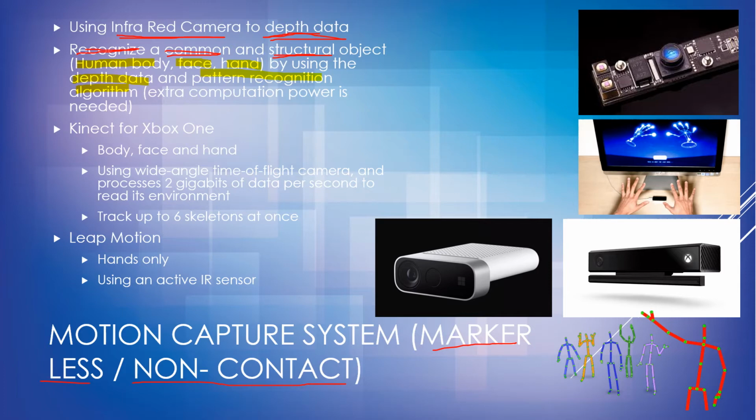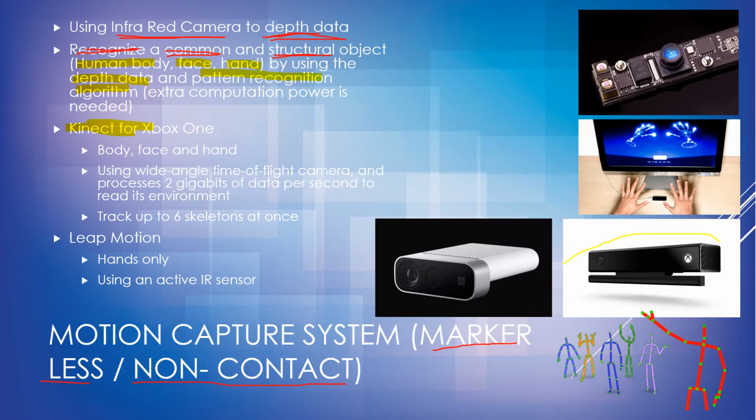The resolution is not as good as our RGB camera. So there are two common infrared cameras that can help you to capture the body and also help you to capture the hand. The first one we introduce is Kinect. At the very beginning, Microsoft had a product called the Kinect.